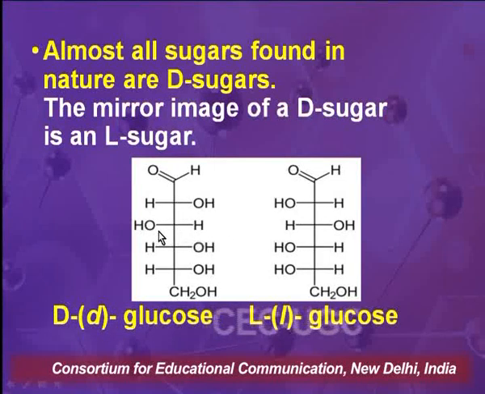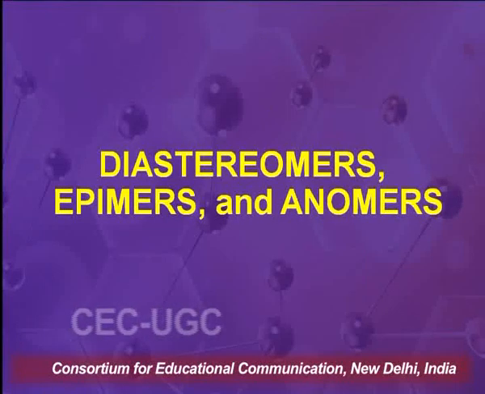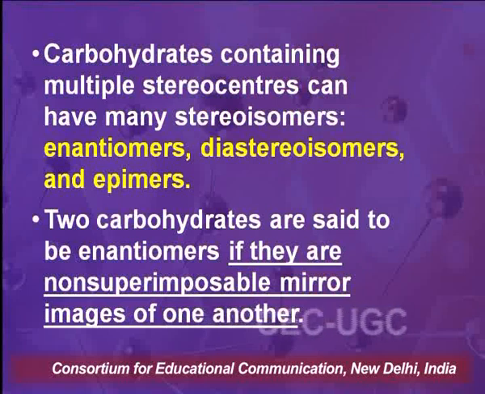Then at the second carbon also this OH is on the left hand side, whereas here it is on the right hand side. Here both the OH at the fourth and the fifth carbon are on the right hand side, whereas in this isomer or enantiomer they are on the left hand side. So the configuration is different at each chiral carbon when we are talking of enantiomers. Therefore we say that enantiomers are non-superimposable mirror images of each other. But when we talk of diastereomers, what do we mean by that?